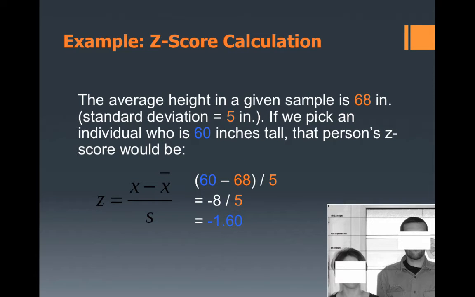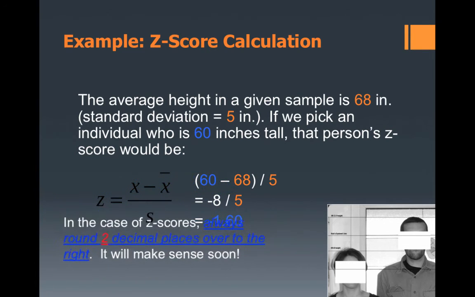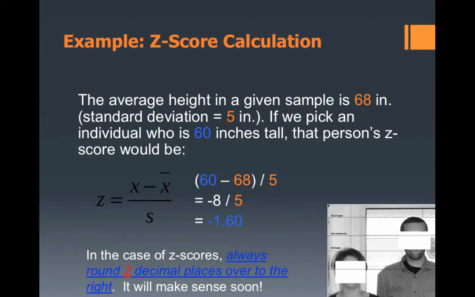So in a sample of people where the average height is 68 inches and a standard deviation of 5 inches, if we picked a person from that sample who was 60 inches tall, that z-score would be negative 1.60. Pretty simple. So in the case of z-scores, always round to 2 decimal places over to the right. And we'll see why this makes sense soon.